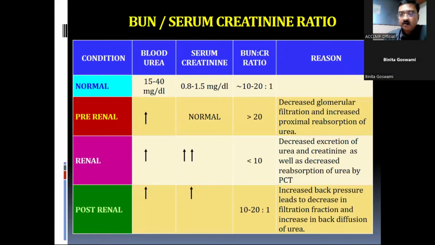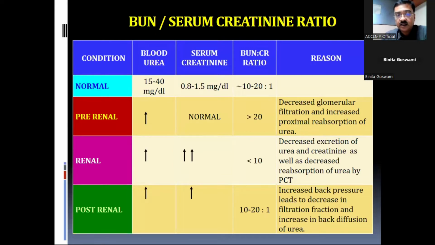I have heard this question from several of my juniors and others: creatinine is 5 and my urea is coming 35. Can I report? This is a very common confusion. So that is why I have kept this slide. Try to understand what happens.